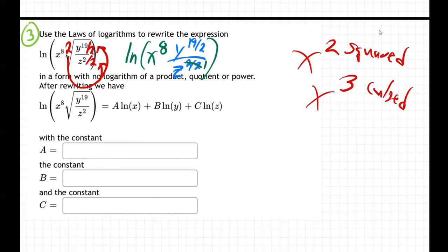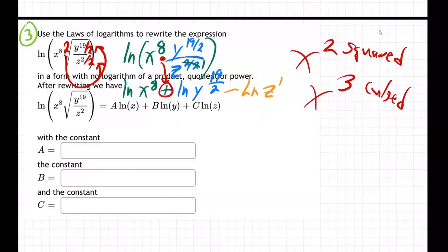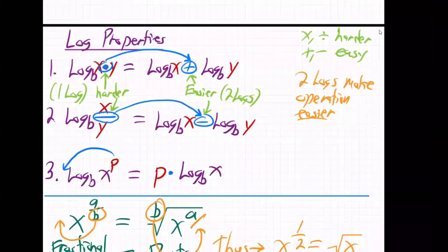Okay, so now we can use the property to break this up into several logs. We could say this is ln of x to the 8th plus ln of y to the 19 halves minus ln of z to the 1. Now, do you see why that happened? Because of the fact that this is times, right? So that became adding. And this right here is divides, so that became subtraction. So multiplying becomes add, and dividing becomes subtraction. That's what the properties say right here, right?